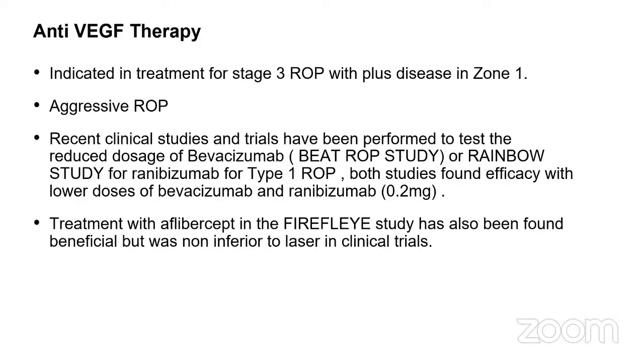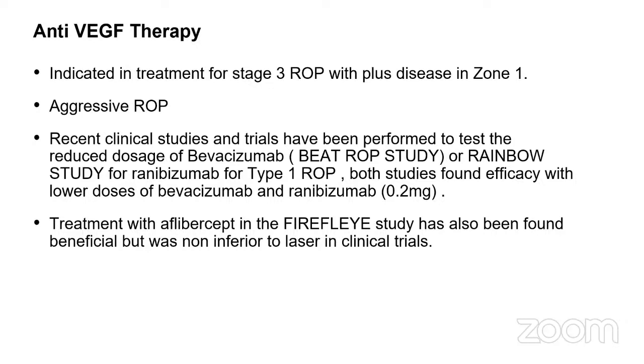Coming to anti-VEGF therapy, it is indicated in treatment for stage 3 ROP with plus disease in zone 1 and in aggressive ROP. Basically, for posterior ROP, zone 1 ROP or aggressive ROP, the first line of treatment nowadays is anti-VEGF therapy, because anti-VEGF allows for normal vascularization of even the avascular retina. You can give anti-VEGF and observe for normal vascularization, and later on you can add laser therapy if there is still persistent avascular retina. In zone 1, the infant will benefit from anti-VEGF therapy.